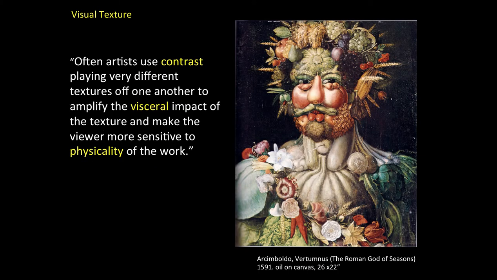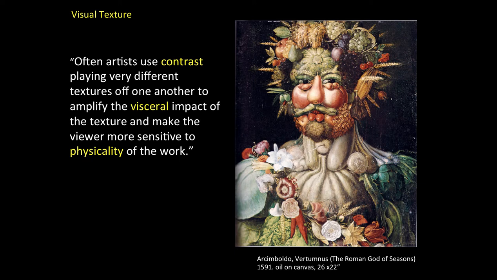Here's another example by Arcimboldo. It's titled The Roman God of Seasons. At first you look at it and you more or less just see a portrait of a man. And then when you get closer, you can see that it's made up of all sorts of fruits and vegetables.